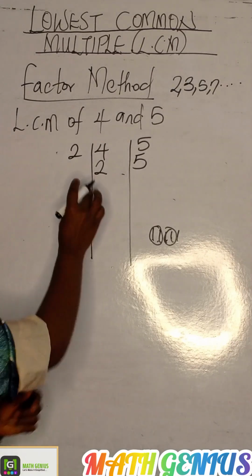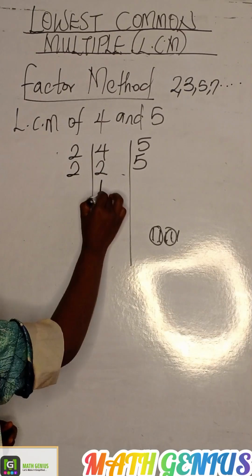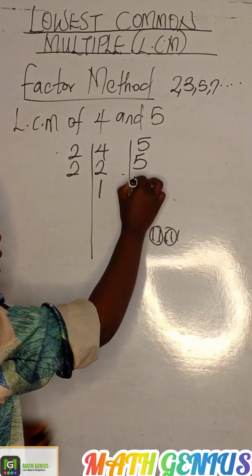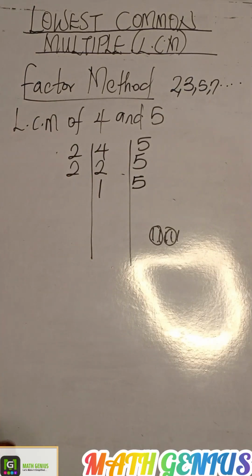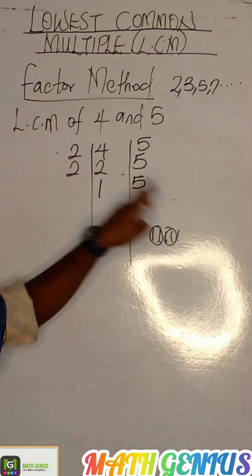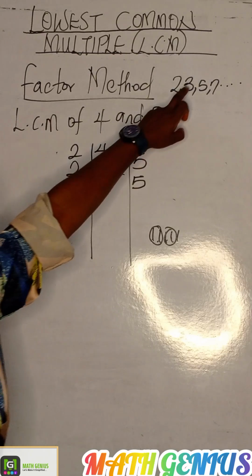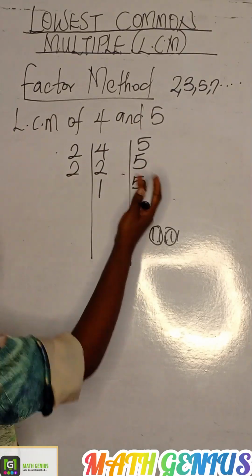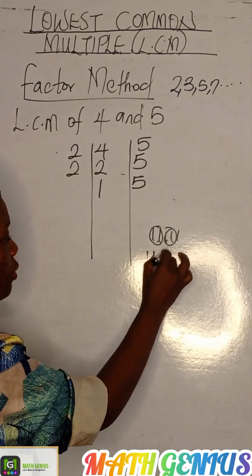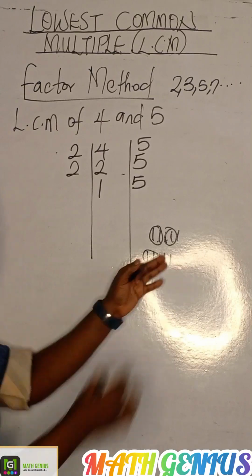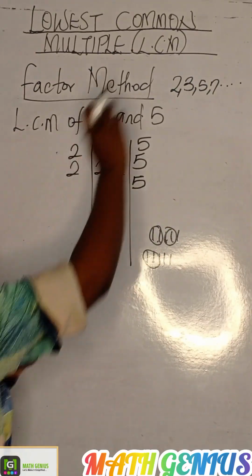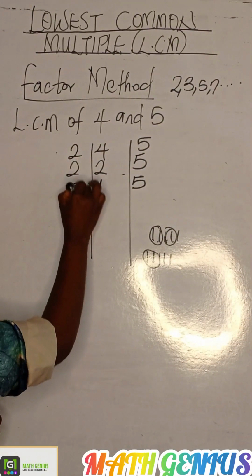2 can still go because 2 can divide 2 and give me 1 here, but 2 cannot go into 5. Bring it down again. At this moment, you can see that 2 can no longer go. So we try 3. Can 3 go into 5? Because 5 is the only one that has not turned to 1. 1, 2, 3. It's remaining 2. So 3 cannot go here. So the next prime number is 5, which is the number itself.